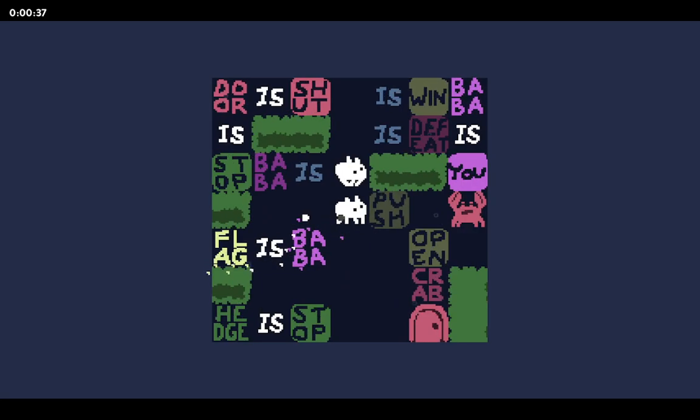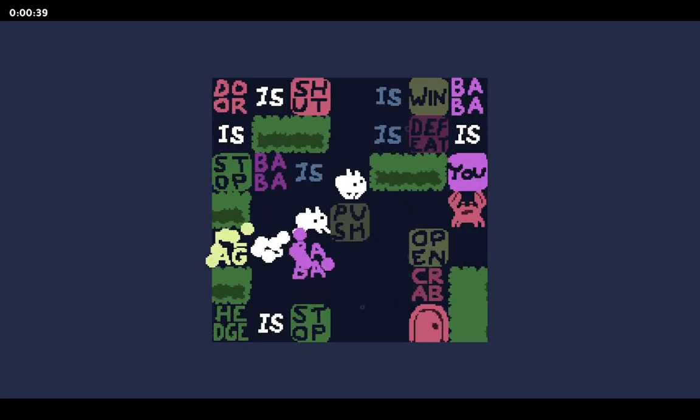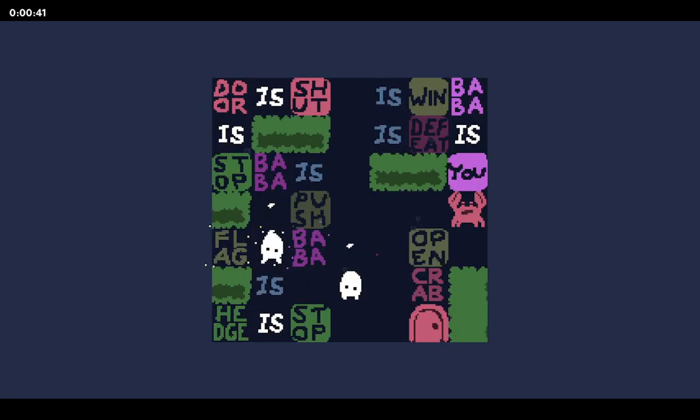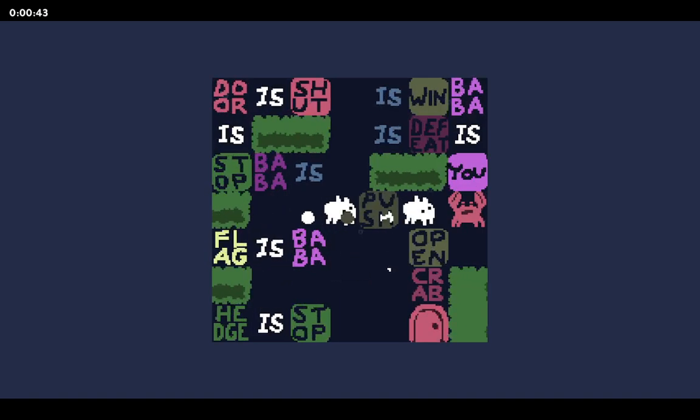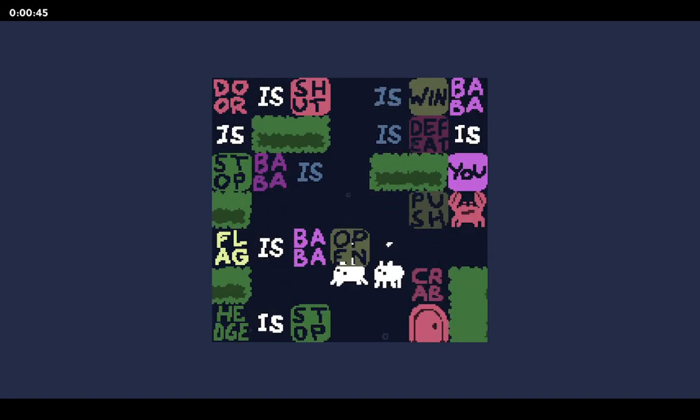Like this, maybe. Okay, maybe not like that, because text gets stuck again. But still, we can do that. We can also overlap putting the open on top of one of the Babas. So, okay, we need a piece of text up there to say, like, crab is win or something, or even Baba's win, but I don't think Baba's defeat is ever gonna happen, so we have to do crab is win.